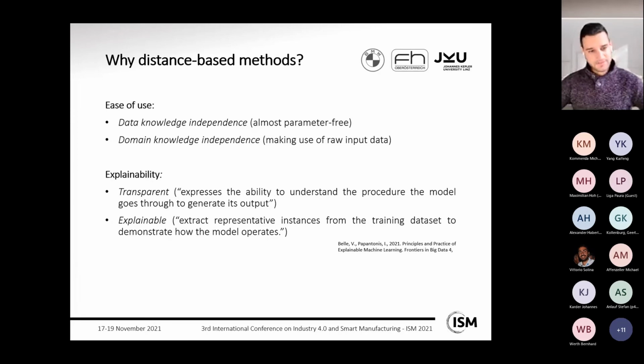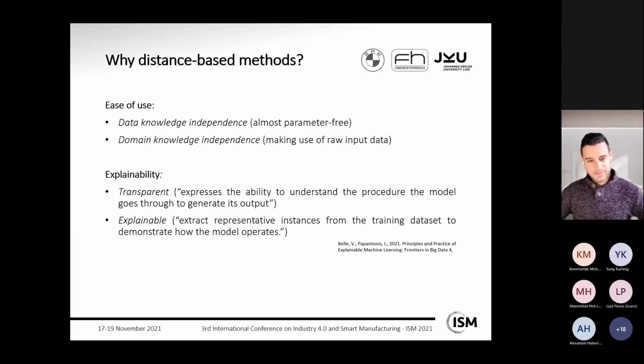And with the distance-based methods, there are, from a paper from Bell and Papantonis, two explainability traits that are inherent to these distance-based methods. One of them is that such distance-based methods are inherently transparent, as it's very easy to understand the procedure the model goes through to generate its output. Basically, you only have to know the distance function. And they are explainable in a sense that they extract representative instances from the training dataset to demonstrate how the model operates. That's the case because pretty much all of the distance-based methods for outlier detection rely on the nearest neighbors.